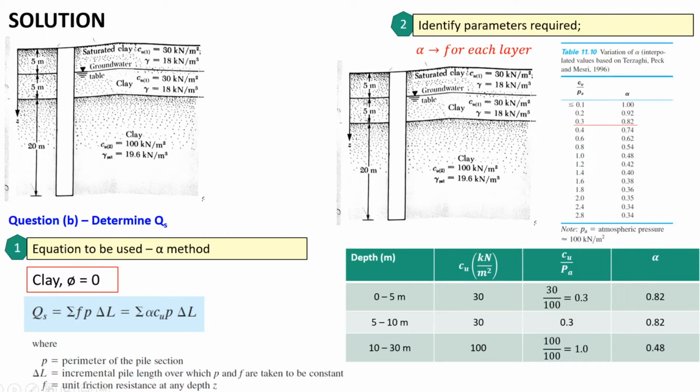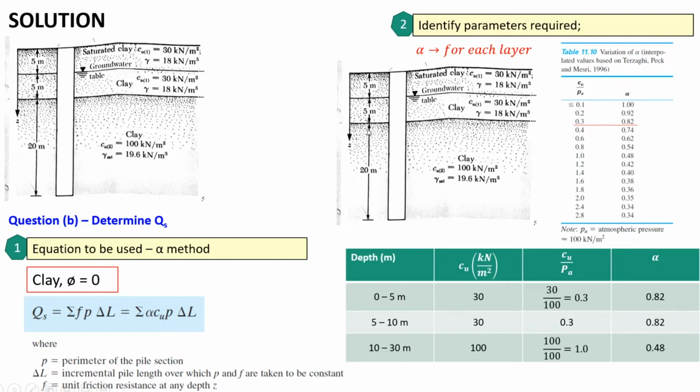Now the next layer is from 5 meters to the depth of 10 meter. How does it become 10? We have 5 meters at the top layer, and then we add the 5 meter in the next layer, so we have 10 meter in total. The Cu given here is still 30 kilonewton per meter square, so the ratio is equivalent to the first row, 0.3, and the alpha is also 0.82.